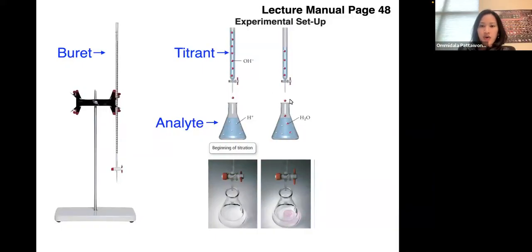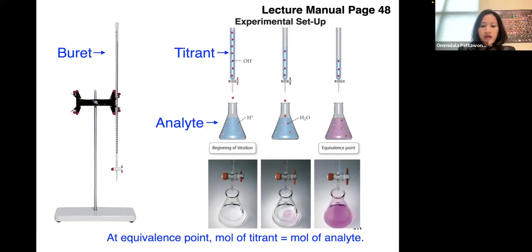For example, if you know the moles of titrant that react, you can relate that to the moles of analyte through the stoichiometric ratio. Once you know the moles of the analyte, and the volume of the analyte that you used, you can find the concentration of the analyte. So when do we stop the titration? We stop the titration at the equivalence point, which is the point where the moles of titrant equal the moles of analyte.